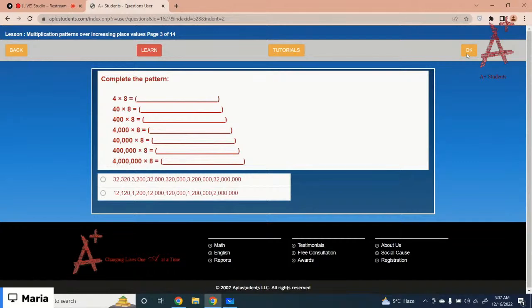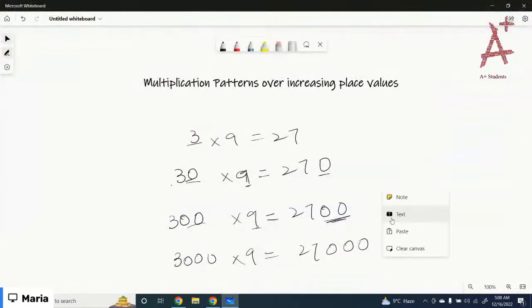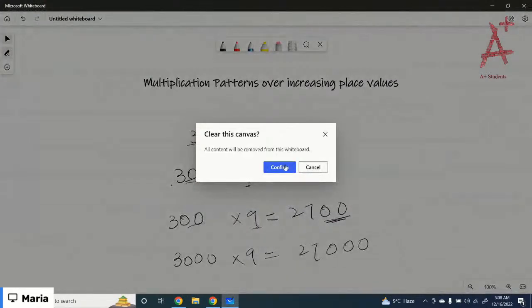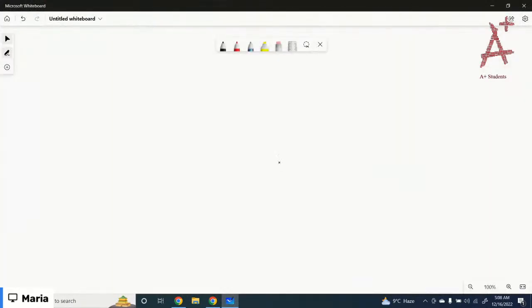Okay, 4 times 8 is 32. Got it? Then you have 4 times 80. Now you have the number of zeros increasing. Just multiply the non-zero values. 4 times 8 is 32. And you have one 0. Just put the 0 over here.